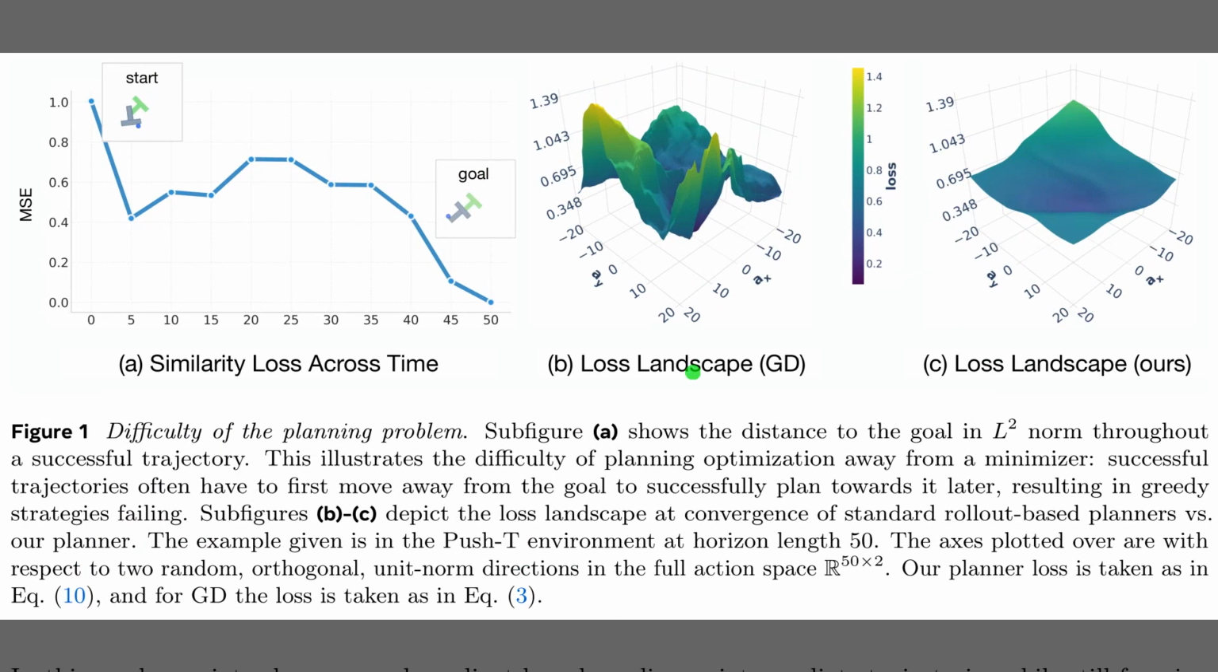in this setting. To understand the challenge, Figure 1 visualizes the underlying optimization problem. On the left in panel A, the graph tracks the distance to the goal during a successful task. Notice how the error actually increases midway through the trajectory, which means the agent must temporarily move away from the goal to succeed, defeating greedy strategies. The center plot, panel B, shows the resulting loss landscape for standard gradient descent, which is jagged and full of traps. In contrast, panel C shows how the new method smooths the surface into a clean, navigable slope.